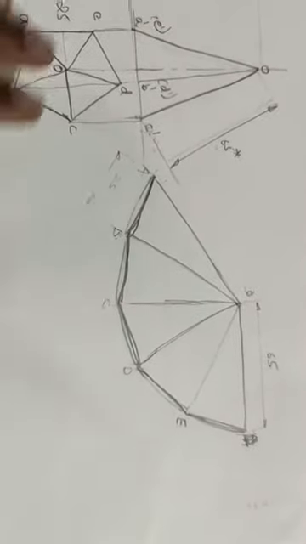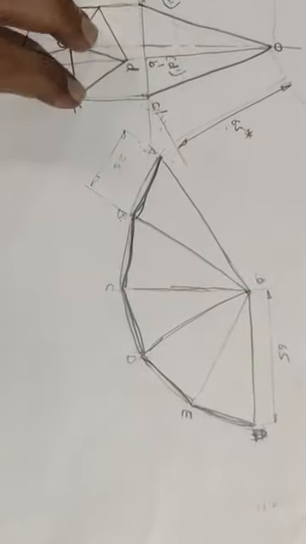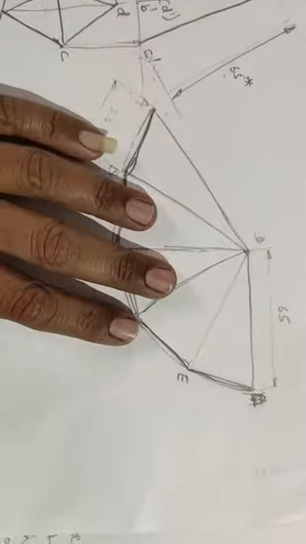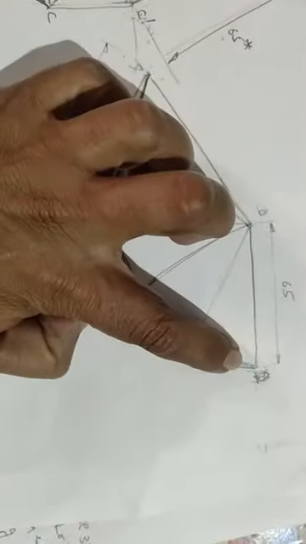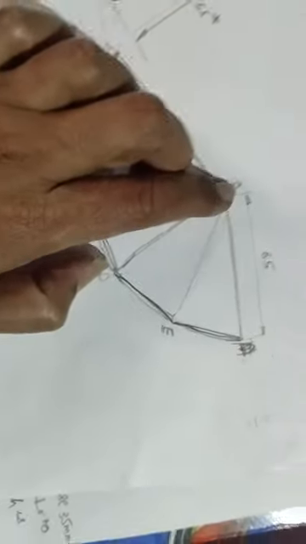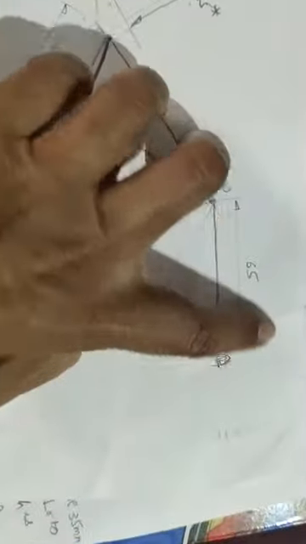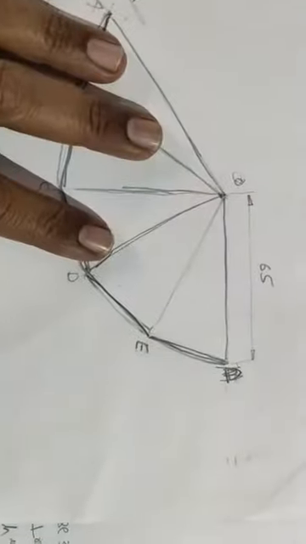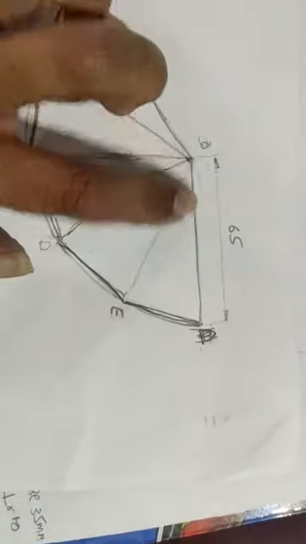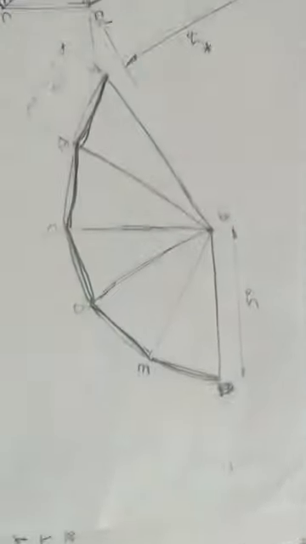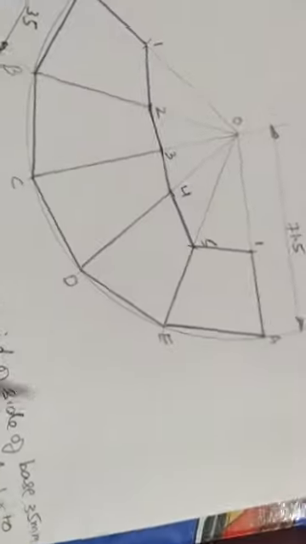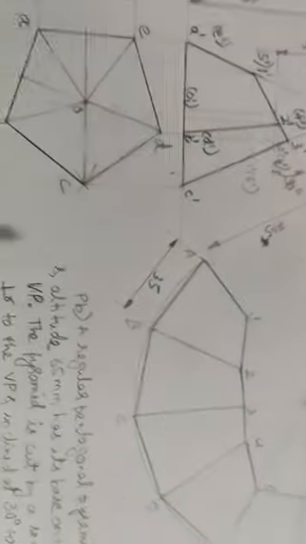Is it clear? However it may be placed, this will remain the same. It is not necessary that you start OA from here. You can draw OA like this, in this manner, it is left to you. Drawing one horizontal line will make the work easy for me, so that is what we have done. So, coming back to the problem here.